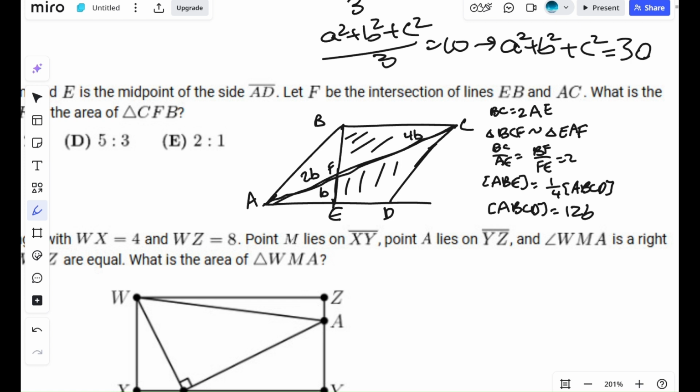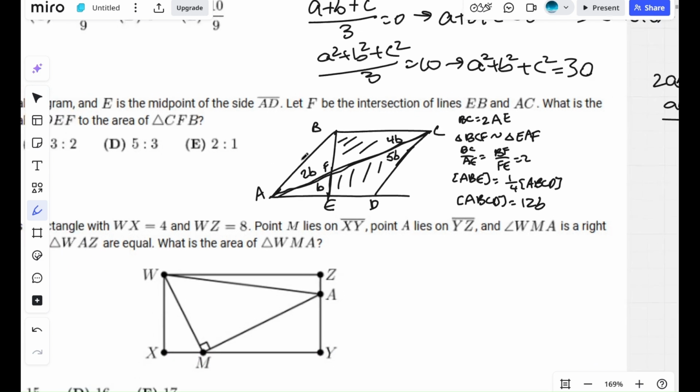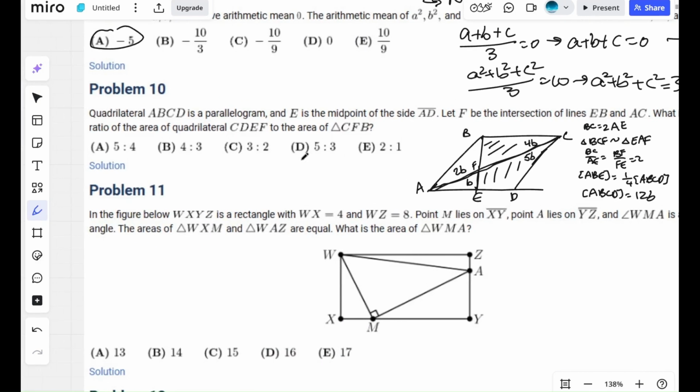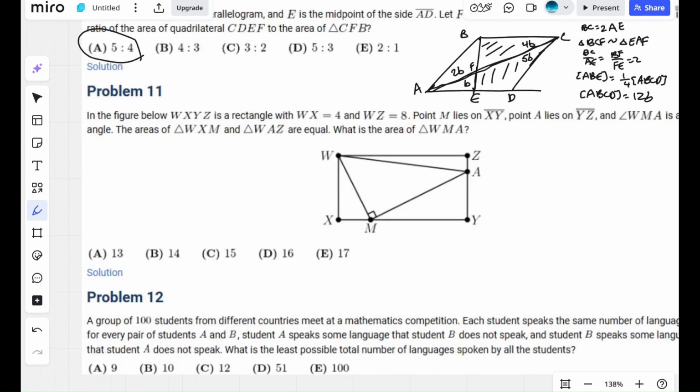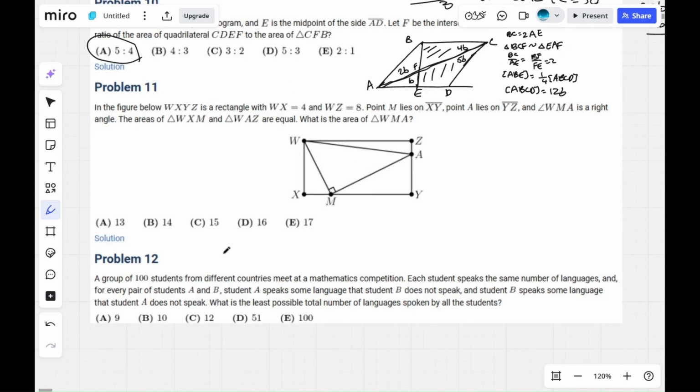So now we have that the entire area is 12b, and we have b, 2b, and 4b right now. So the last area is 5b. So now we're looking for the ratio of CDEF to CFB, which is 5b to 4b. So the answer is A, 5 to 4. Moving on to question 11.